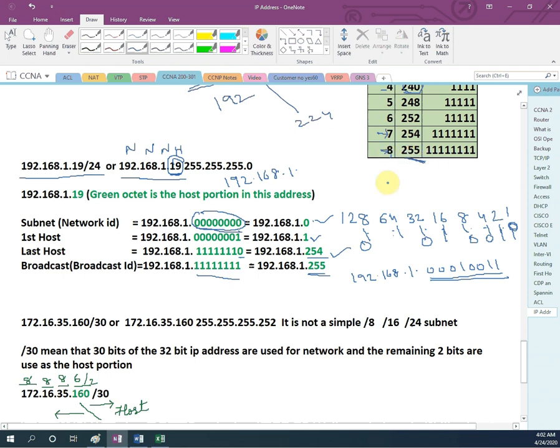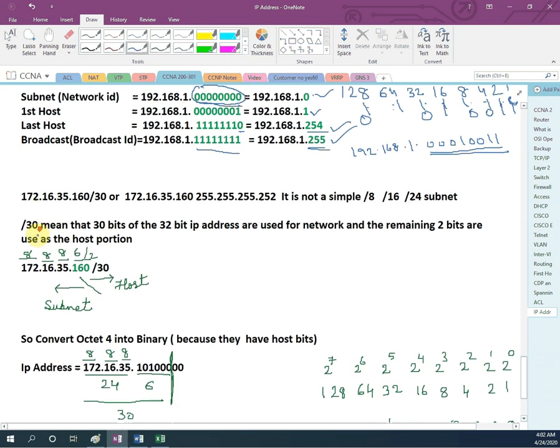So here it will come 254. Okay, I hope you understand, right? Now we will do one more example for the second one. We have 172.16.35.160/30. We can write this one like this also: 172.16.35.160. Instead of /30, we can write 255.255.255.